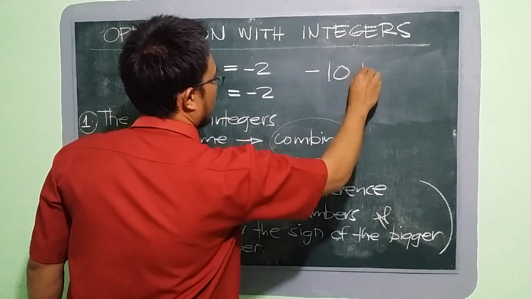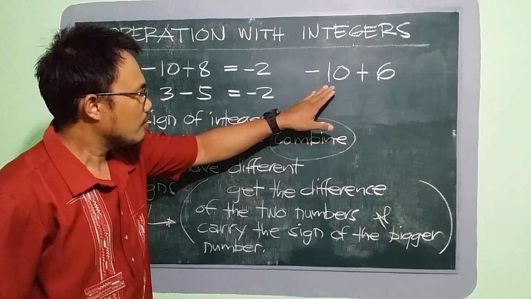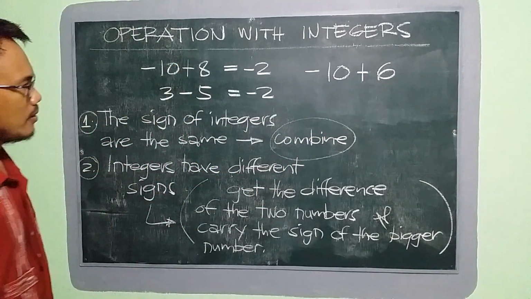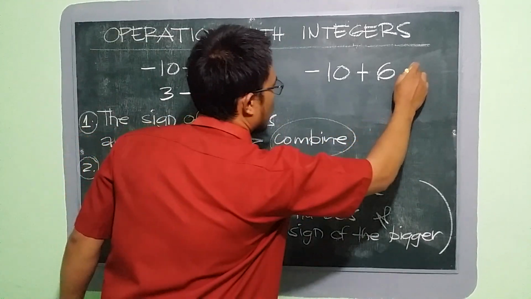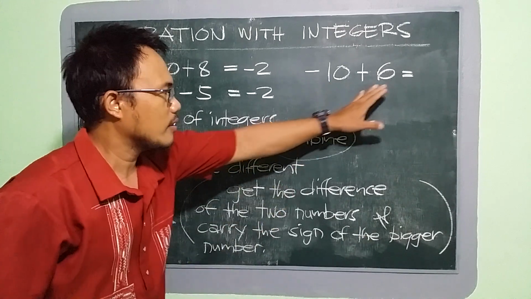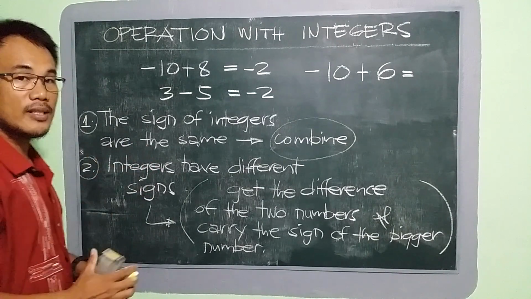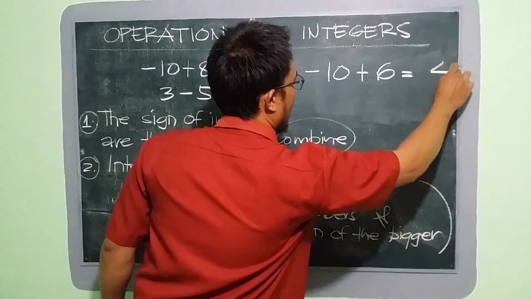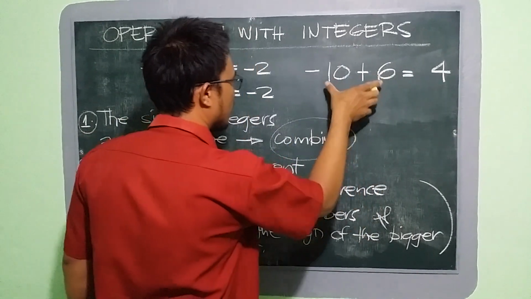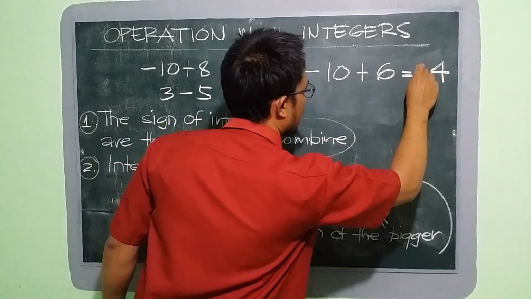Another example. Negative 10 plus 6. Since 10 is negative and 6 is positive, we have different signs. Therefore, based on our rule, get the difference between 10 and 6. What is the difference between 10 and 6? The difference is 4. Since the bigger number is 10, and the sign of 10 is negative, therefore the answer is negative 4.